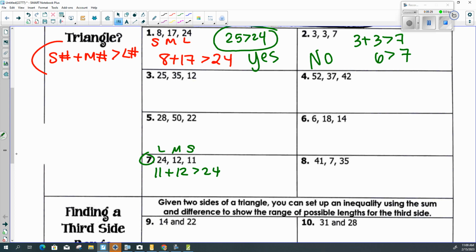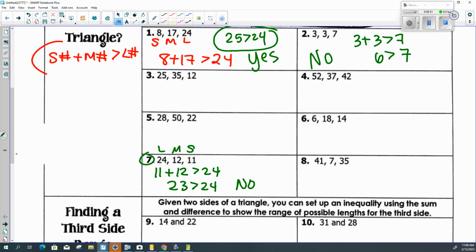So Ashlyn, what did you get on number 7? 23 is greater than 24. No, it's not. So these three lengths would not make a triangle. They wouldn't touch at the top. Any questions on that section? How you figure out if 3 sides could be a triangle?